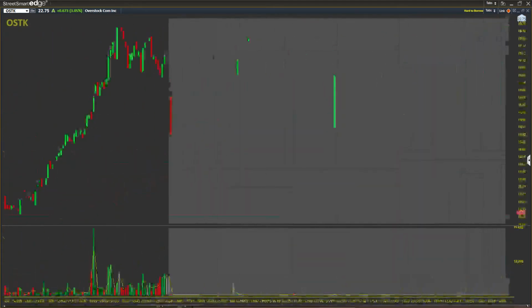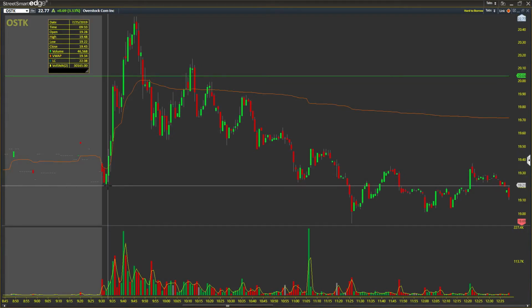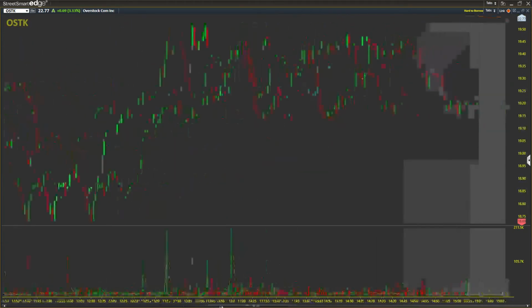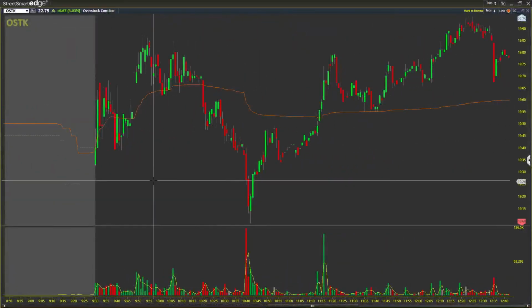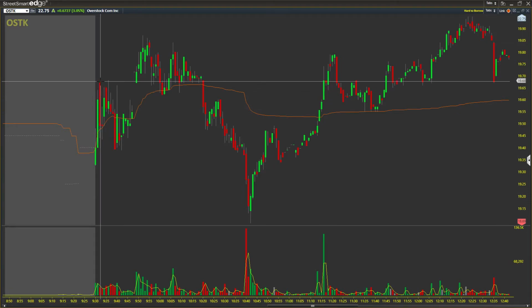Fast forward to the next day. Look at that. Right from the open, $19. Stock spiked up to $20. And then ran up to $20.50. Fast forward to the next day. Little weak spike here, but right from the open. Opens at 19.33, spiked up to 19.70.